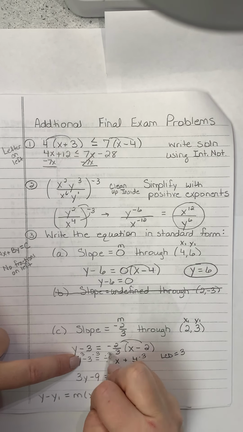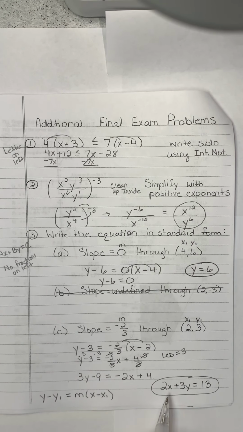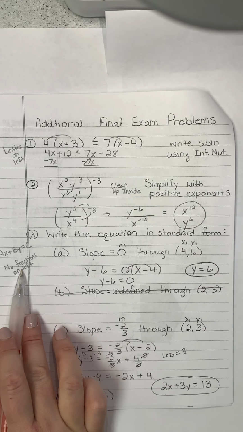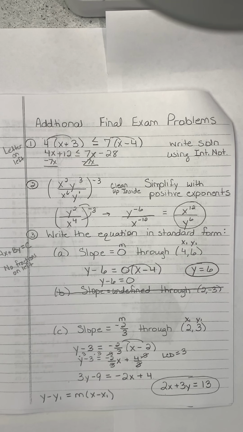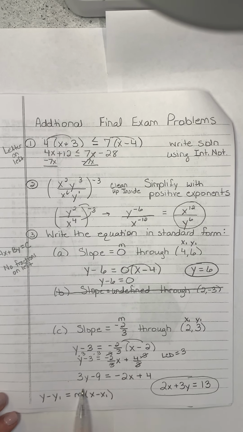Okay. Now I need my letters together on one side and my constants on the other. So I'm going to add 2x to the other side, and I'm going to add 9 to this side. And that's standard form. Letters are on the left, no fractions. And we're done. Okay, so I know I kind of rearranged this in one fast step, but I just added 2x and then I added 9, and that's how I came up with that.